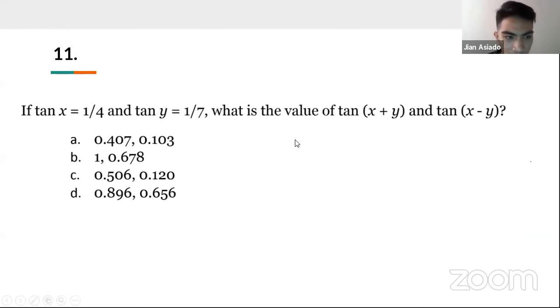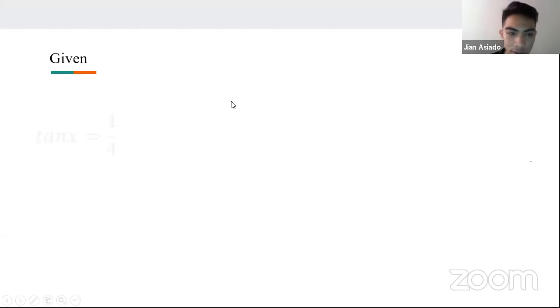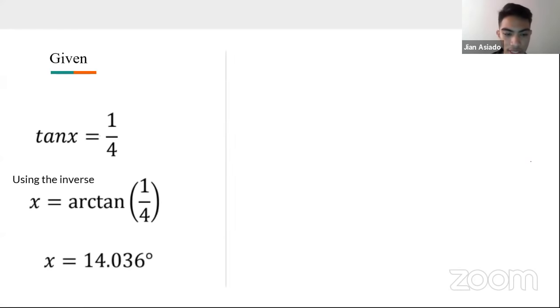Also, for number 11, tangent x is equal to 1 over 4, tangent y is equal to 1 over 7. Now, ano yung x plus y, no? Tangent x plus y, tangent x minus y. So, ito, it's pretty easy then. I-inverse mo lang to, no? Arctan para makuha mo si x, tapos arctan uli para makuha si y.